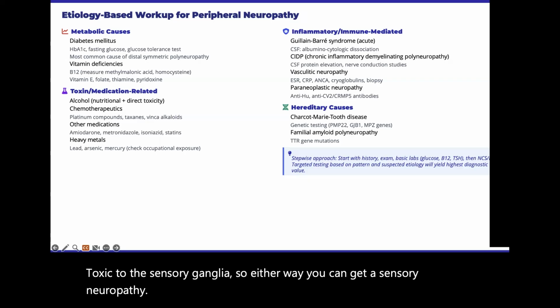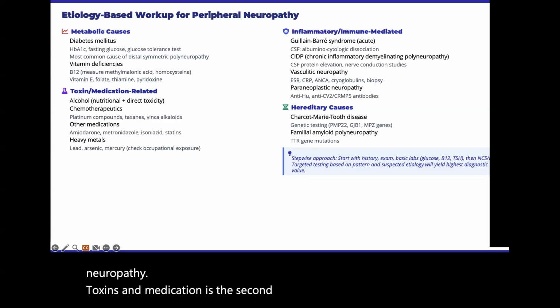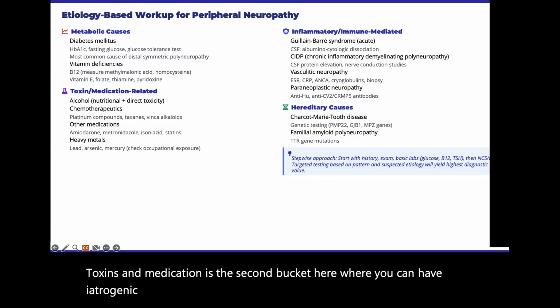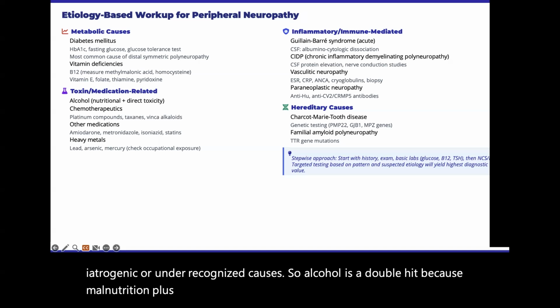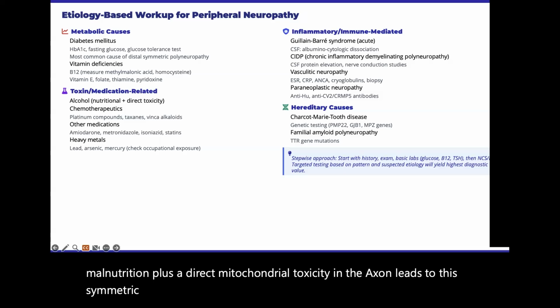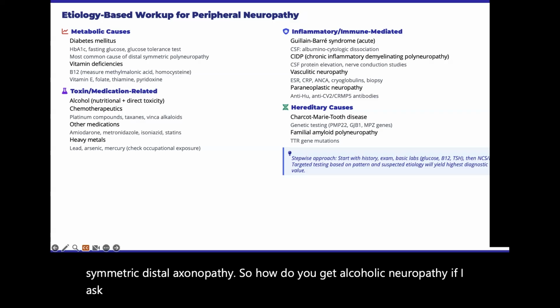Toxins and medication is the second bucket here, where you can have iatrogenic or under-recognized causes. So alcohol is a double hit because malnutrition plus a direct mitochondrial toxicity in the axon leads to this symmetric distal axonopathy. So how do you get alcoholic neuropathy? If I ask you about that, here it is, the malnutrition plus the mitochondrial toxicity.